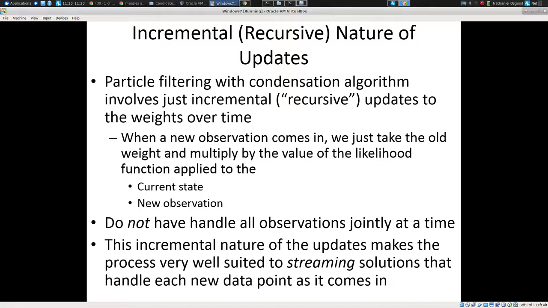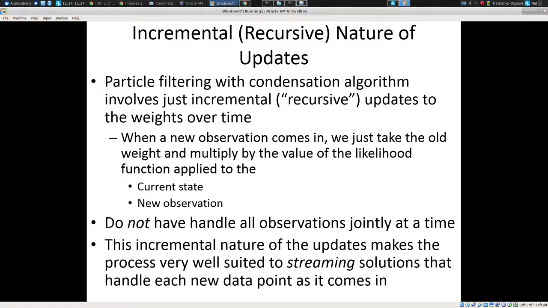Particle filtering, as described, is incremental in nature. The technical term for it in computational stats is that it's recursive, meaning when a new data point comes in, we do not have to go back and reconsider all previous data points and do some big computation involving them. All we do is multiply the existing weight, which has incorporated knowledge of all those past data points, by the likelihood function applied to the new data point. And we're done. It's a very incremental thing.